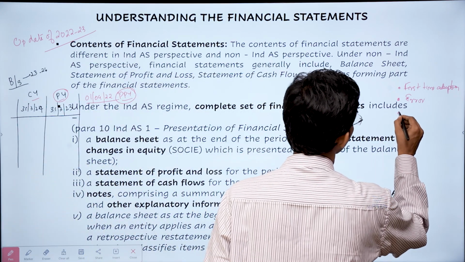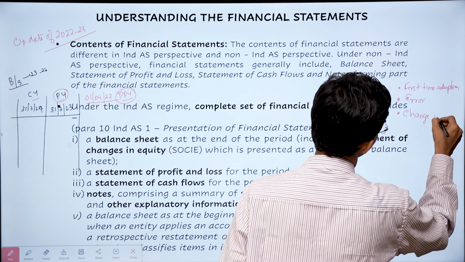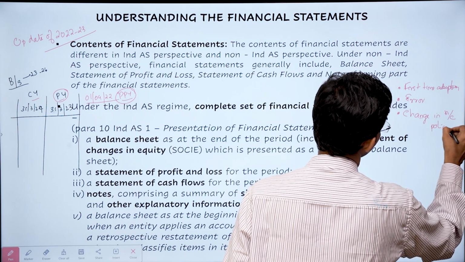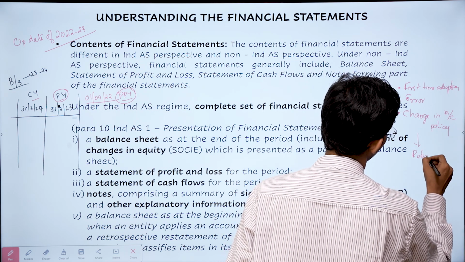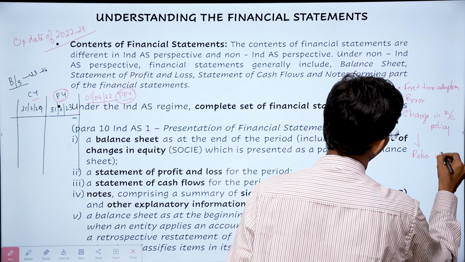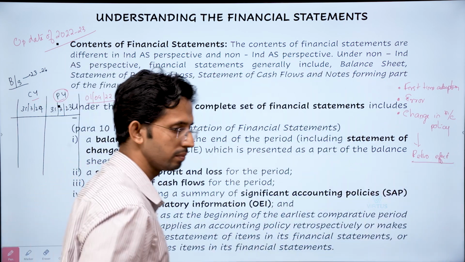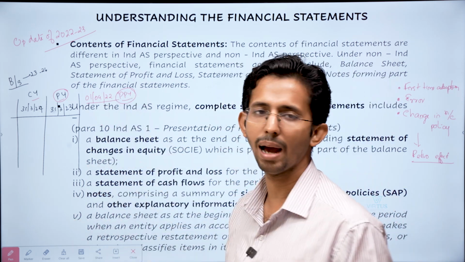And the third one is whenever there is a change in accounting policy. Whenever there is a change in accounting policy, you have to give a retrospective effect. And while giving this retrospective effect, you will have to prepare the PPY. So these are the scenarios where you will have to have a third balance sheet.